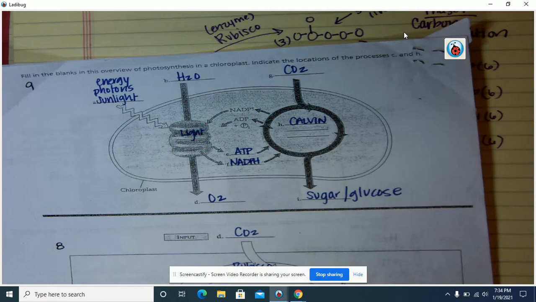And guys, I think that gets us through this reading guide and the Calvin cycle. If you have any questions for me, please reach out. Hopefully this is making sense to you at this point.